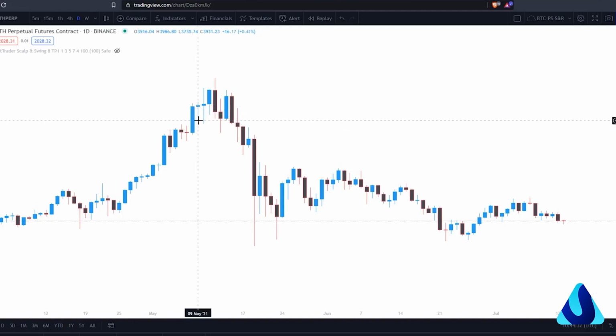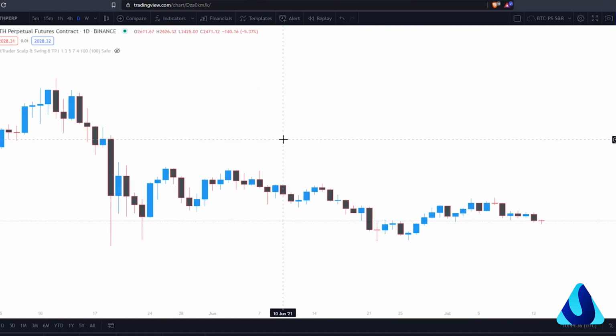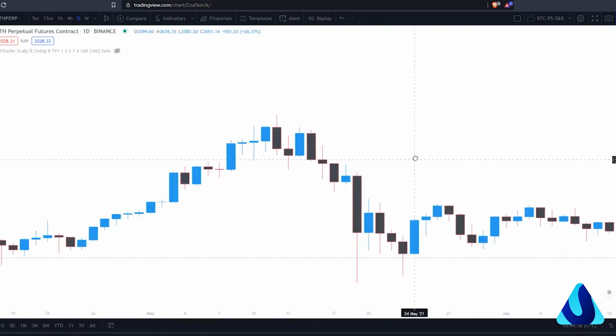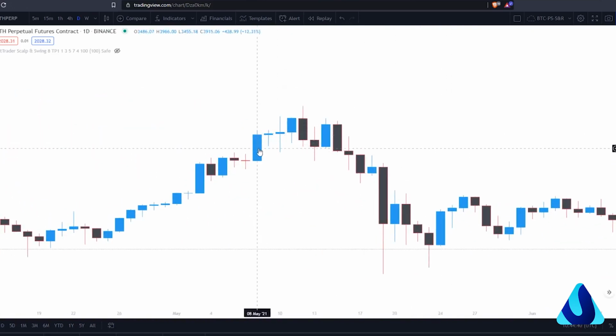So the price moving up and down, and you have an open and a close. So if we just zoom in here, for instance, this candle was for the 8th of May. And how this works is, a blue candle will more than likely be green on your TradingView if you haven't changed the colors. But a blue candle for me is a bullish candle, essentially. And a dark gray with a red outline is a bearish candle.